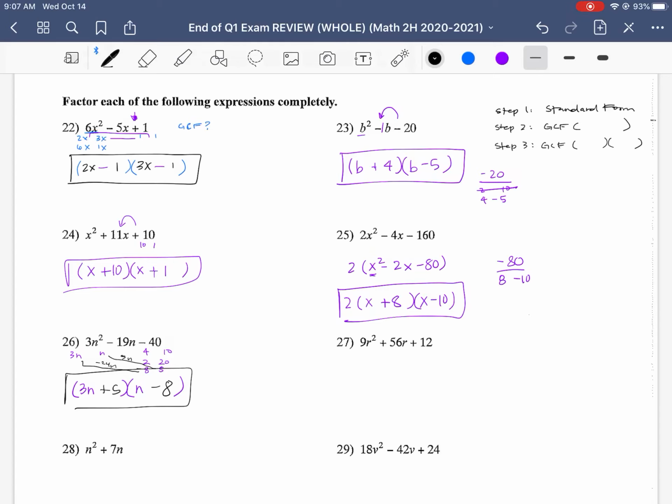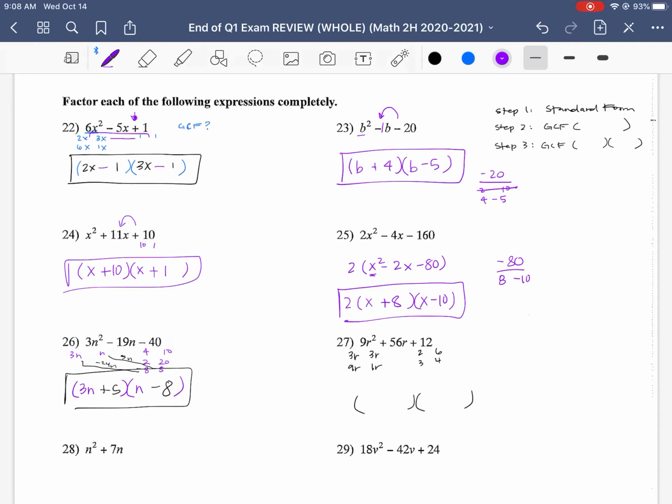Moving to the next one, again, we look for a greatest common factor. There's not one on this, so we go ahead and list out some factors. This could be 3r times 3r or 9r times 1r. Those are our possibilities there. Then at the end, it looks like it could be 2 and 6, or 3 and 4, or 1 and 12.